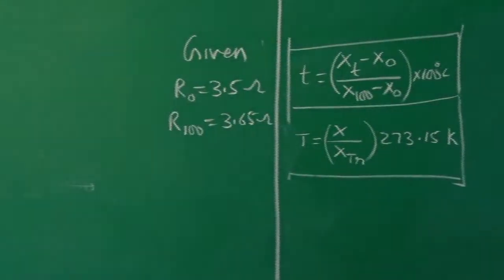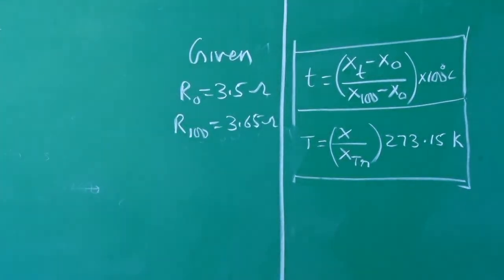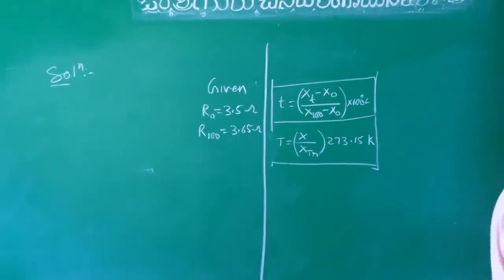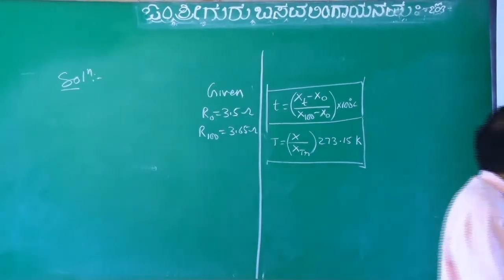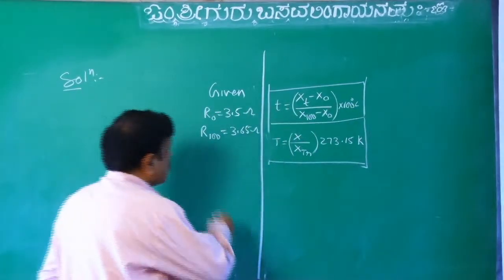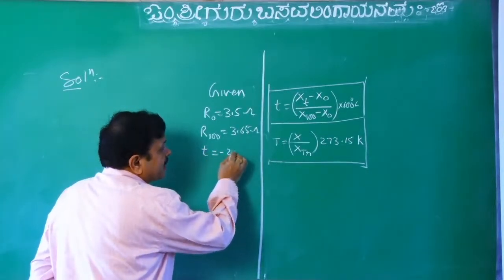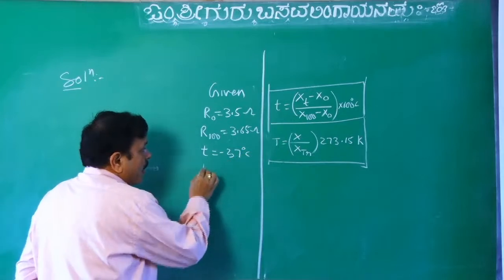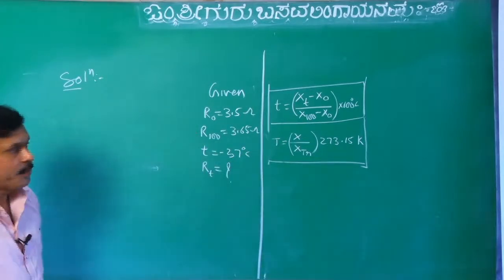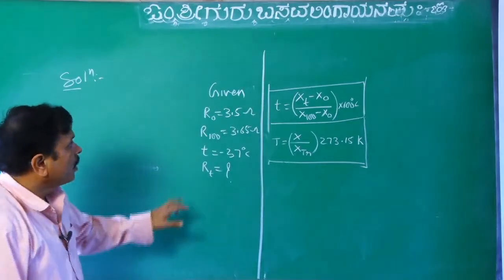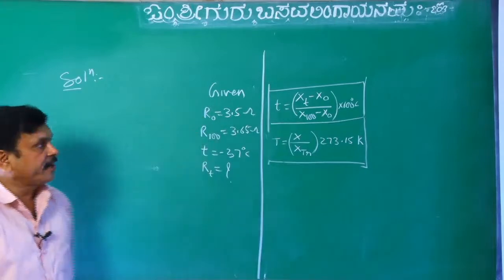What is asked? What would be the resistance at a temperature equal to the freezing point of mercury? The freezing point of mercury is given as minus 37 degrees Celsius. So the temperature is minus 37 degrees Celsius, and at that temperature the resistance is asked, meaning RT. Now here, in the place of x, we have to write R.